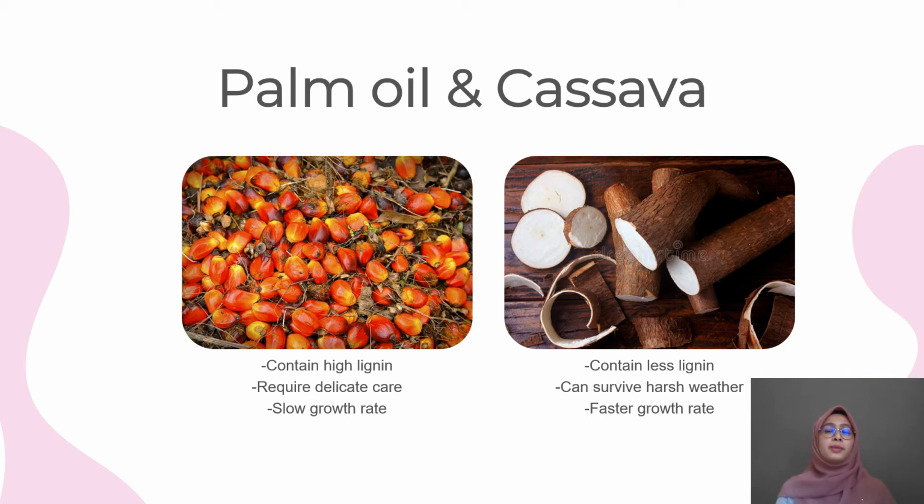Here, I want to compare the suitability of bioethanol production from palm oil waste and cassava peels waste. Lignocellulosic materials from palm oil contain higher lignin content compared to cassava peels. High lignin content in bioethanol production is undesirable. They also require delicate care whereby cassava can survive even the harsh weather. Palm oil also has a slower growth rate compared to cassava.